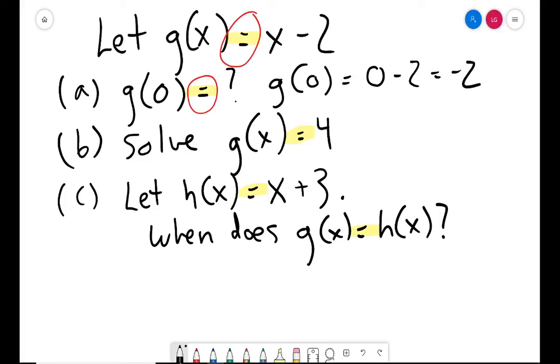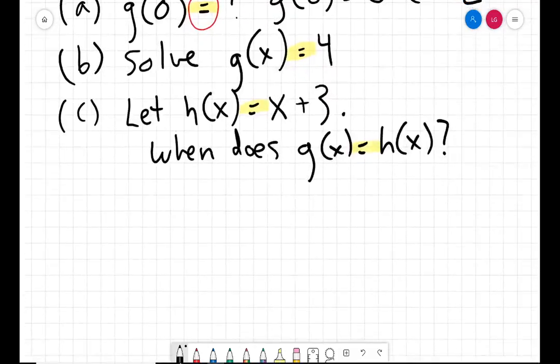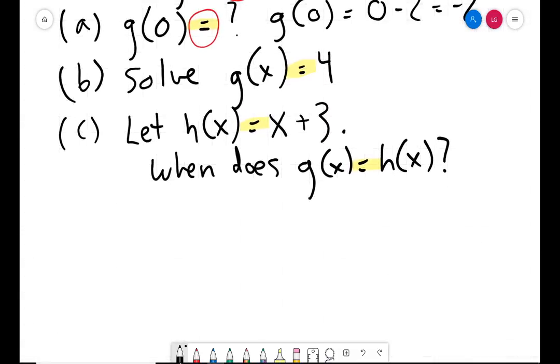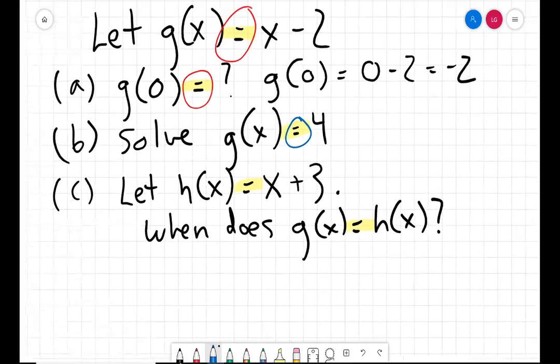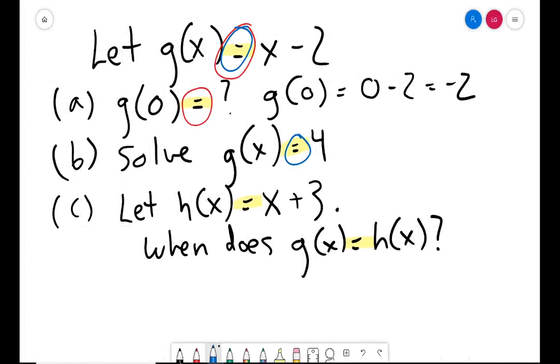Okay, well, let's look at B. First of all, what type of equal sign is this one? Hopefully you're all seeing that it's type 2. G of x equal 4. Excuse me. Type 2 happened up here. This is a type 3 equal sign, this one right here.